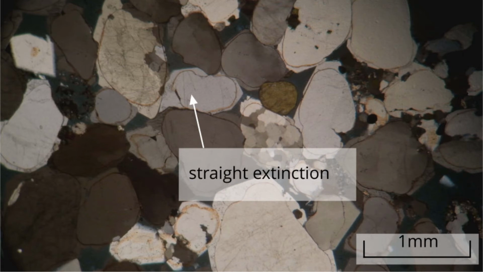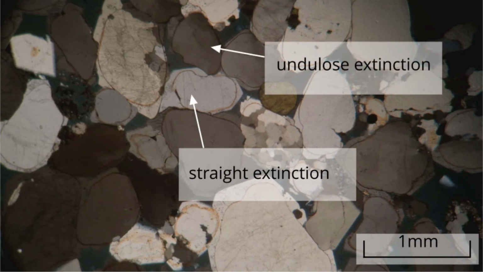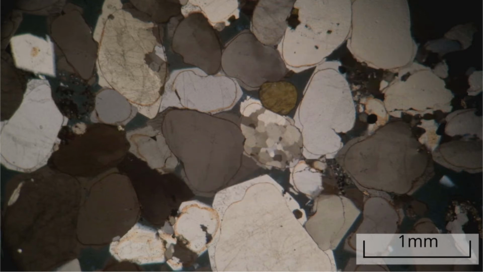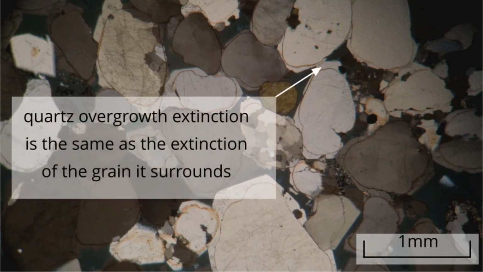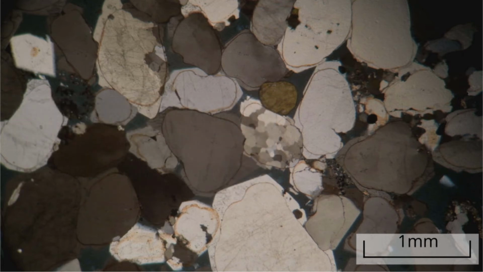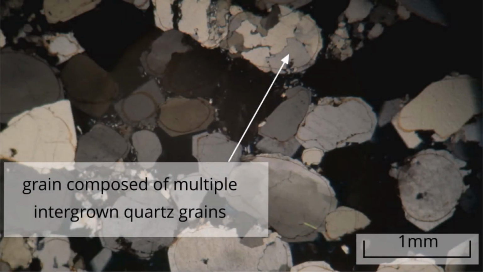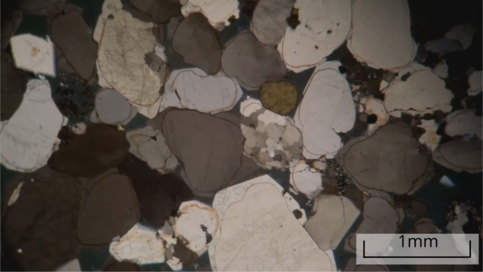Some of the quartz grains have straight extinction. Others show an undulose extinction, which means that it goes into extinction in a wavy pattern. Note that the overgrowths of quartz on the quartz grains have the same extinction pattern as the quartz grains that they surround. Some of the grains are composed of multiple intergrown quartz crystals.